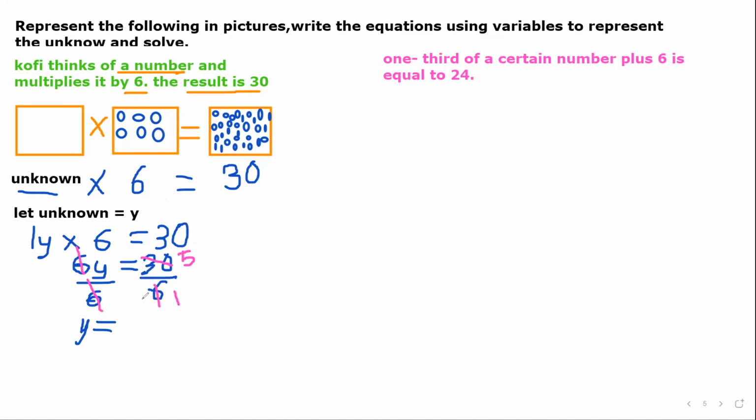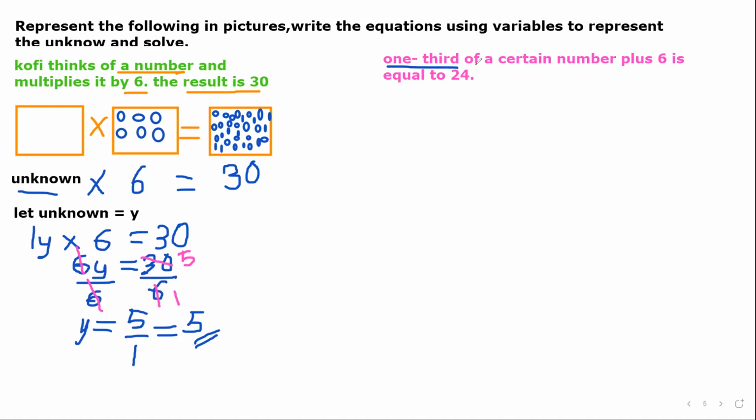6 can cancel 30 five times. Now your final answer is 5 over 1, and that is 5. Okay, good. 5 over 1 is the same as 5. So which means a certain number that Kofi was thinking of is 5, and then you multiply it by 6, and then you get what? 30. So 5 times 6 gives 30. Good.